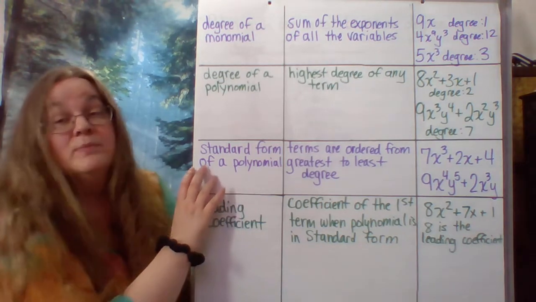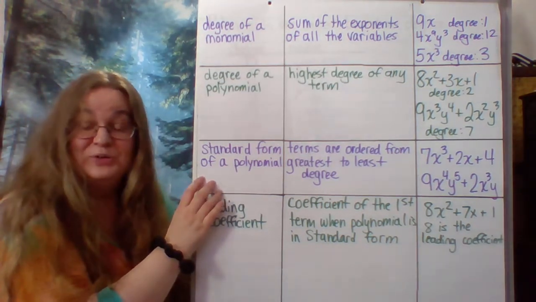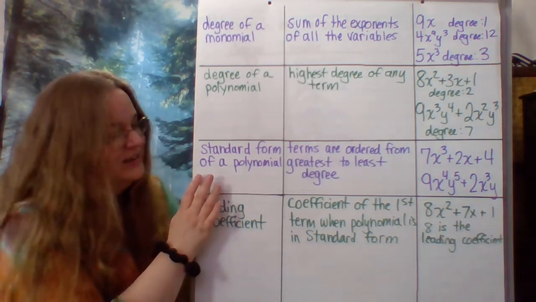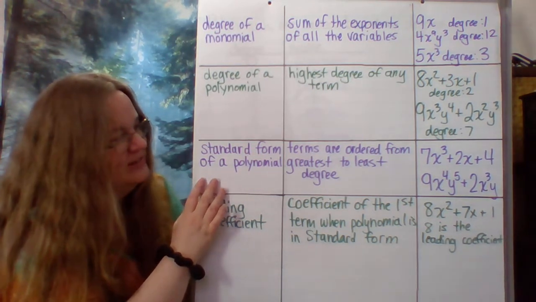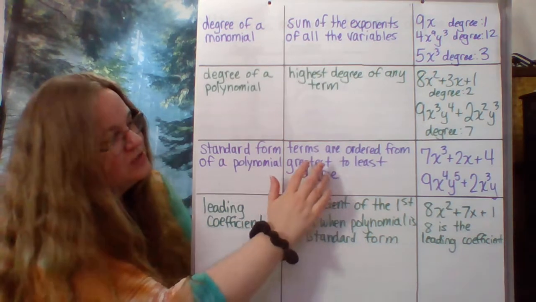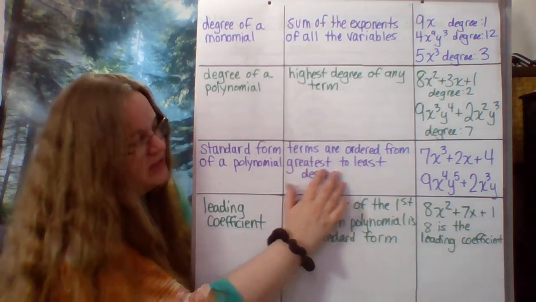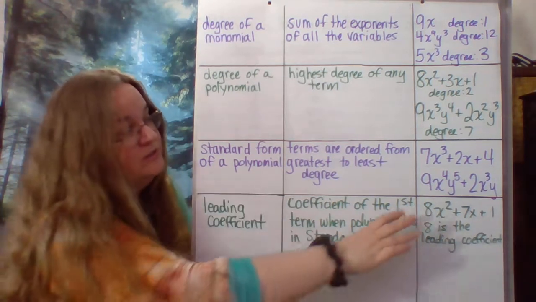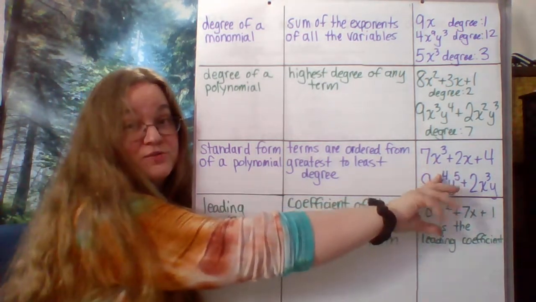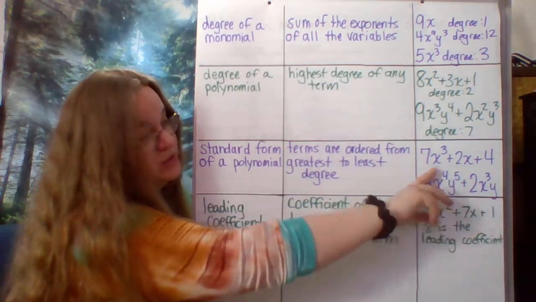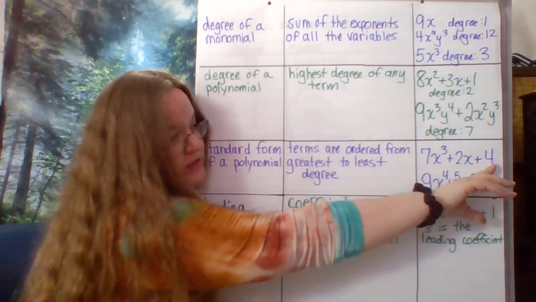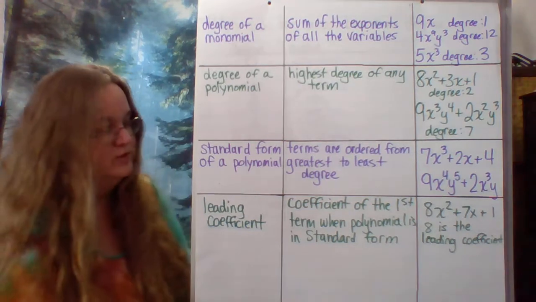Okay. The standard form of a polynomial, not to be confused with the standard form when we were graphing linear equations back in first semester. So terms are ordered from greatest to least degree. So for the standard form of a polynomial, you find the degree and the highest one goes first, and then the next one, and then the next one. So for instance, this is a degree 3, degree 1, degree 0, because it doesn't have a variable with it.